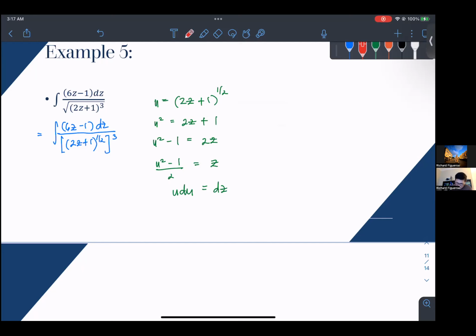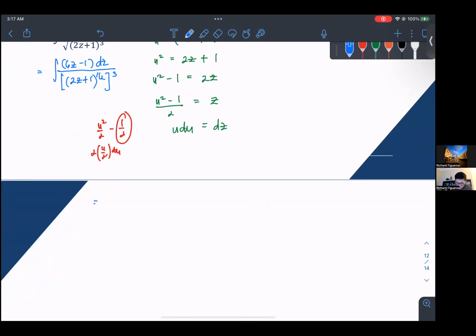Okay, remember, I'm just dividing this one. So u squared minus 1 over 2. The derivative of this is 0 for the constant, and for u squared, that is 2 times u all over 2, which is just u du. Okay? So now that we have everything, I'll be substituting.